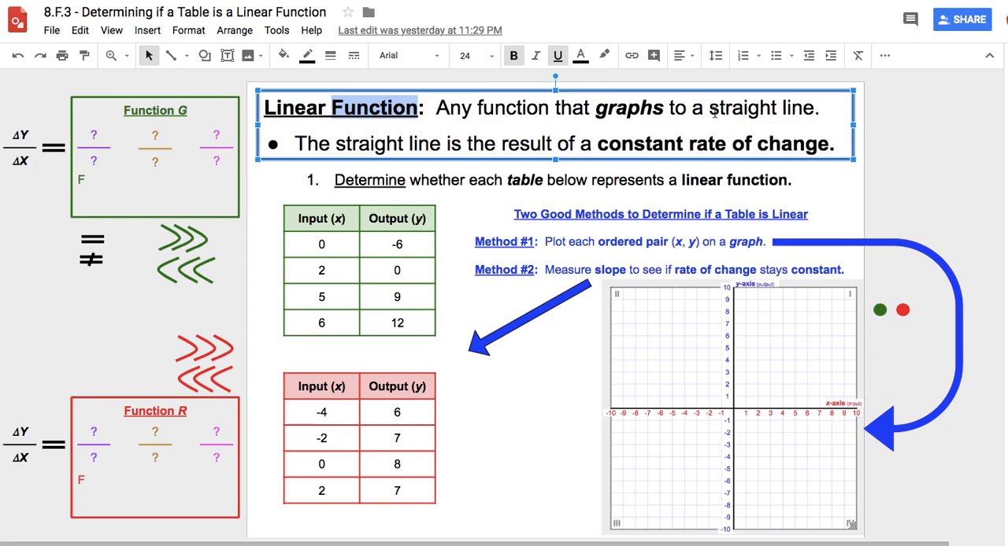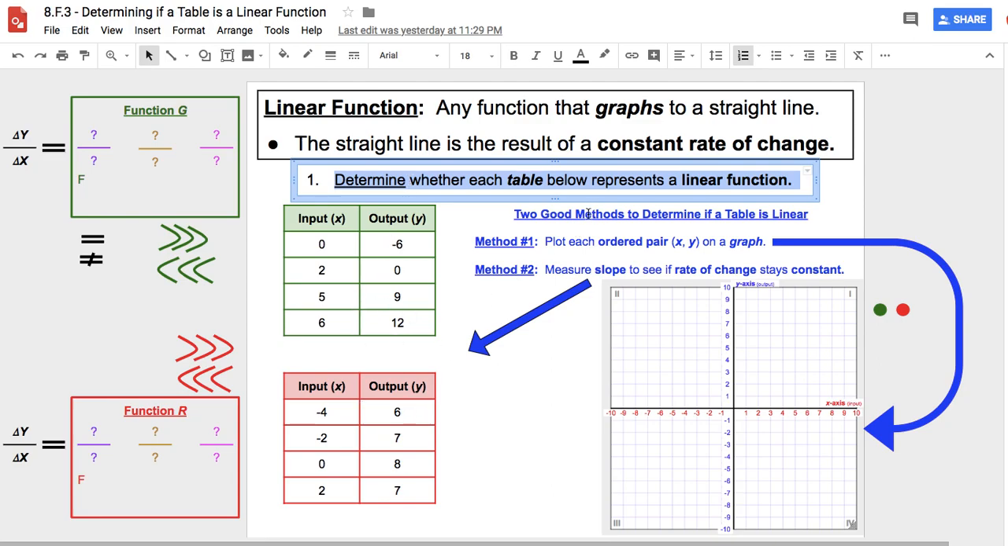That means any function that graphs to a straight line. We should recognize that the straight line is the result of a constant rate of change, or a slope that stays the same. Because of that, we're going to focus on these tables on figuring out: do they have a constant rate of change? Are they really going to make a linear function, or when we graph it, would it be a nonlinear function? We see two examples here where they ask us to determine whether either of these tables represent a linear function.